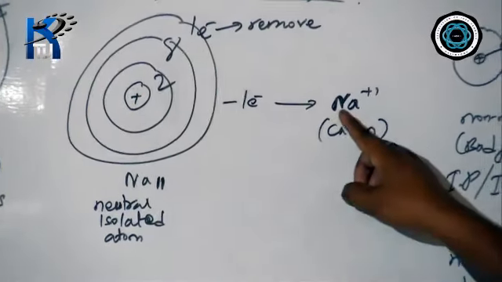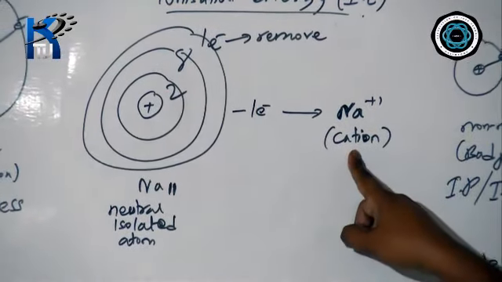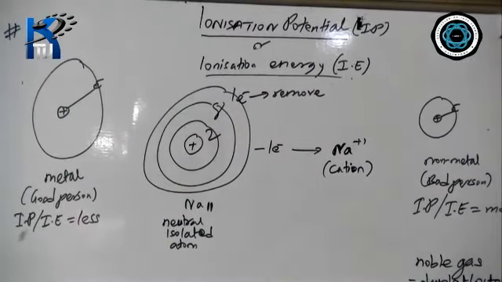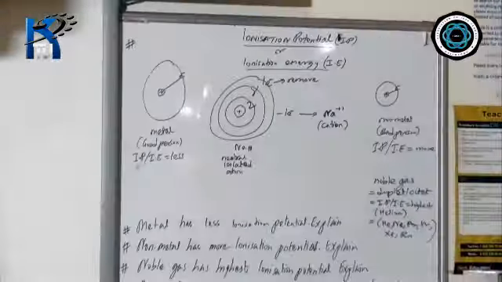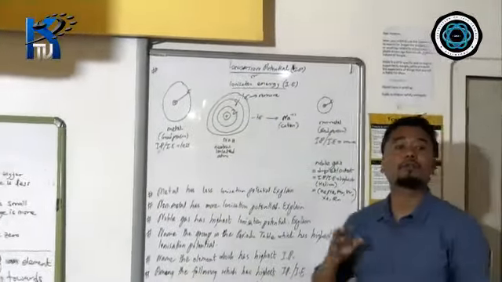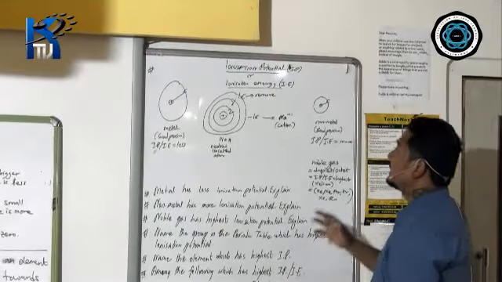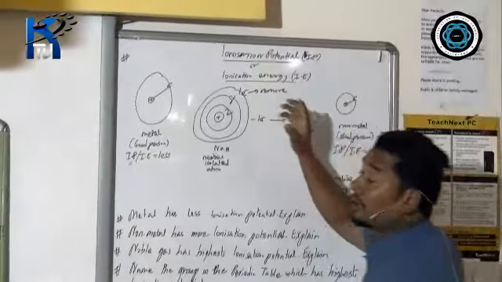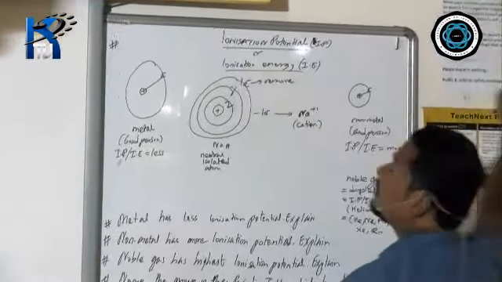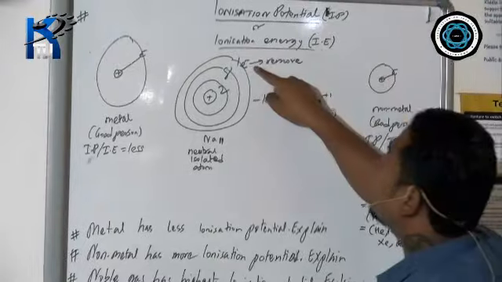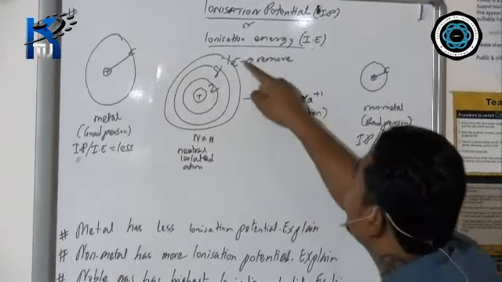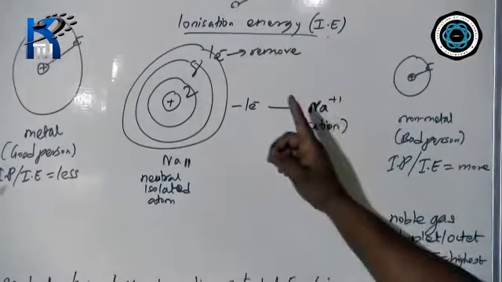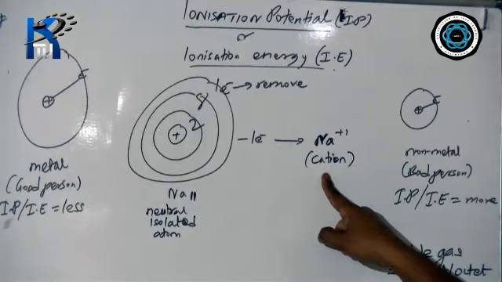And you know that an ion having a positive charge is called a cation. So due to ionization potential, usually cations are formed. Due to ionization potential, what is formed? Cations are formed. So now let us see the concrete definition of ionization potential. It is defined as the energy required to remove the electron from the outermost shell of a neutral isolated atom. And due to ionization potential, usually cations are formed.